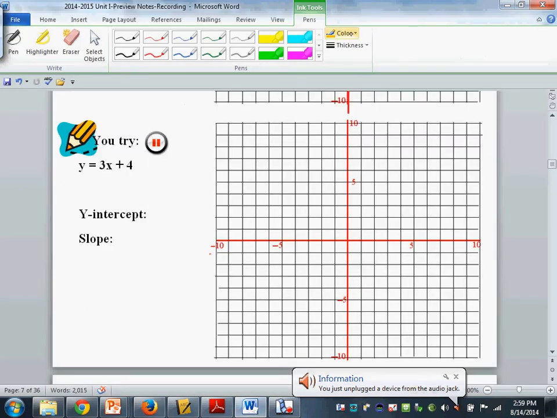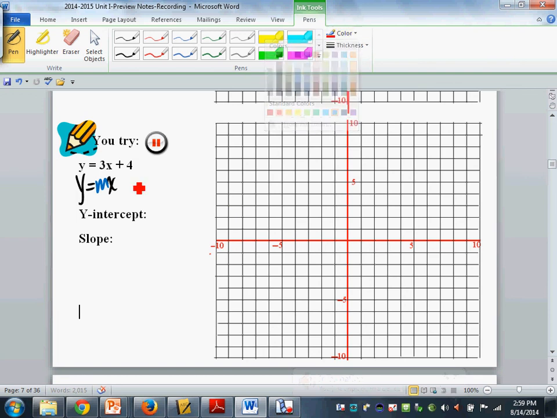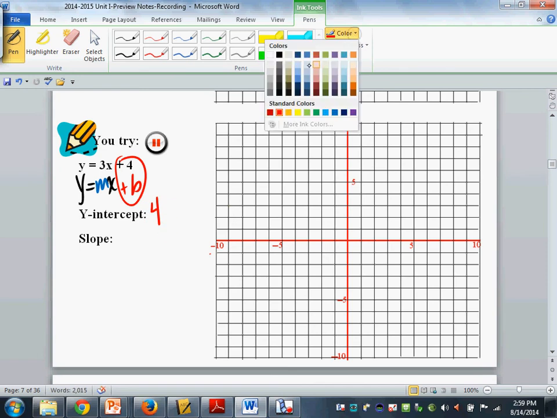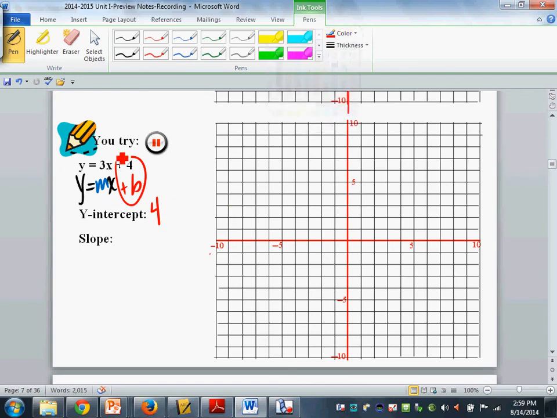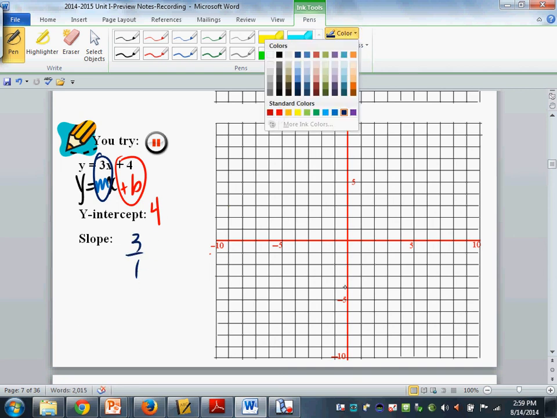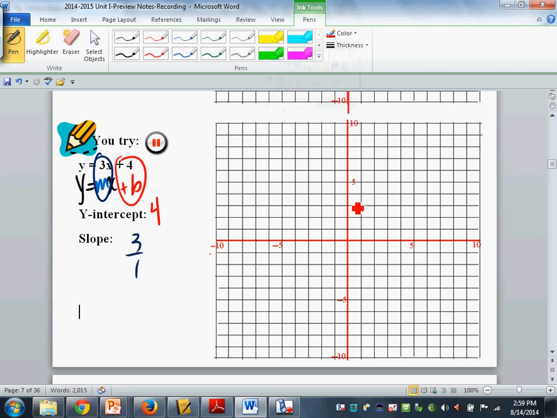All right, let's see how you did here. So we start by writing out our equation, which is y equals mx plus b. And we see here that our b is going to be +4. That's our y-intercept. And our slope, that's 3 there, but technically it's 3/1. So we start at 4 on the y-axis. We put a dot. That's our y-intercept.